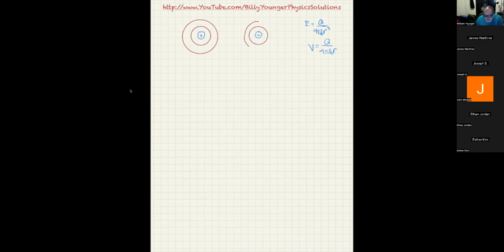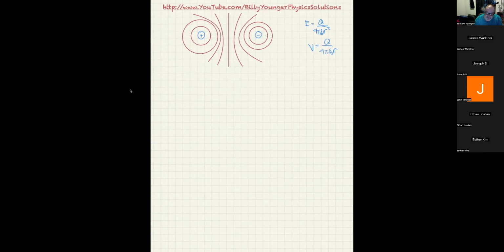Here's another equipotential surface for the negative charge. Here's another equipotential surface for the positive charge. Here's another. Here's another. And here's another dead center between them. All of those are places where the voltage is a constant.